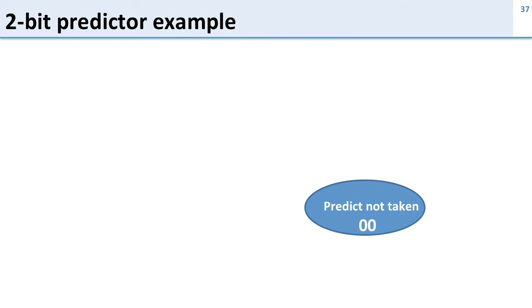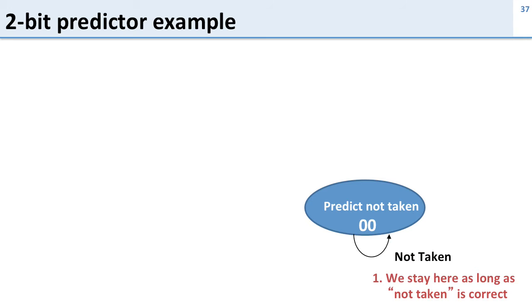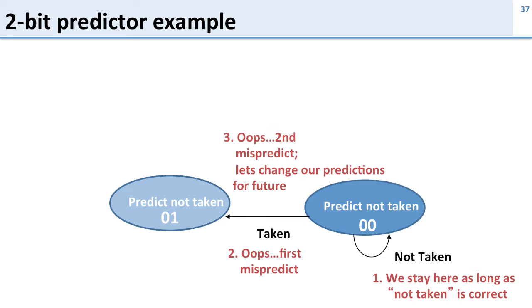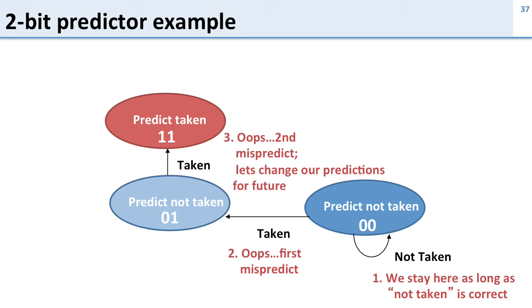So let's take a look at an example here. Say my predictor's in the state where I'm strongly predicting not taken. We stay here as long as the prediction is correct. So as long as the branch is not taken, we keep predicting it's not taken. But if we have a misprediction, so the branch was taken when we predicted it wasn't, now we go to the weak predicted not taken state. If we had a second misprediction, we decide that things have changed, and now we're going to change our predictions for the future, so we move to the taken state. And this is because we've had 2 takens in a row. And then we're going to stay here as long as we continue seeing that the branch is taken.